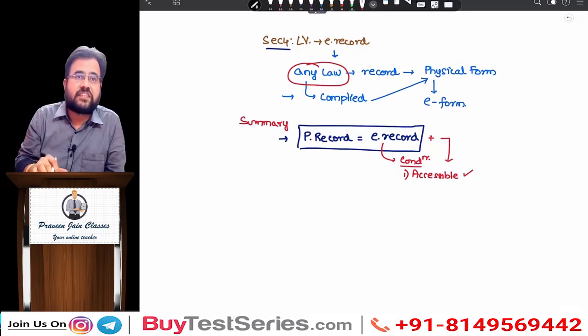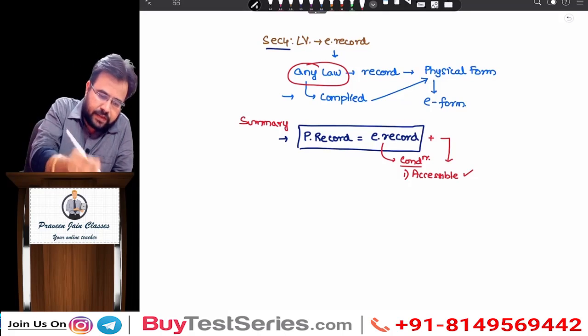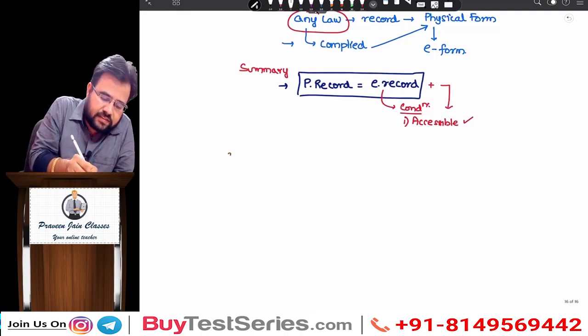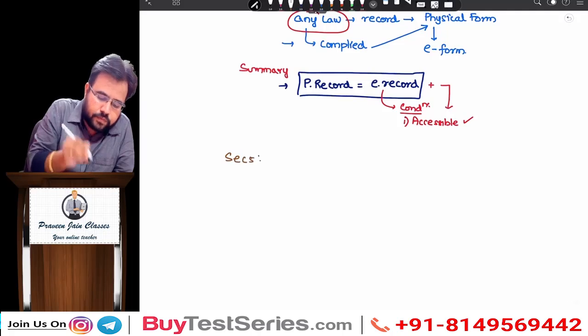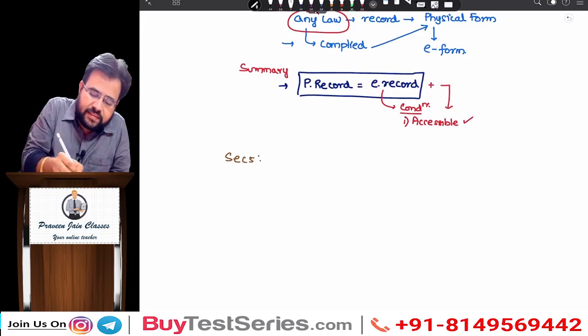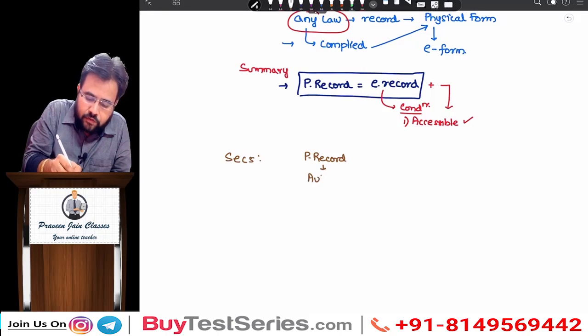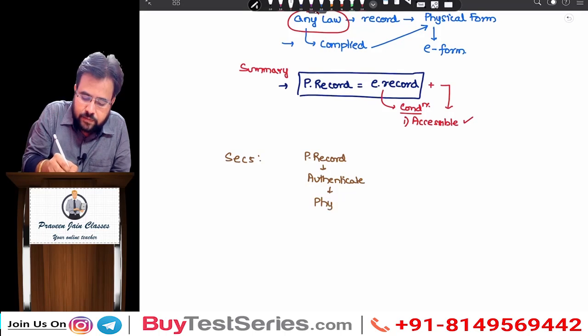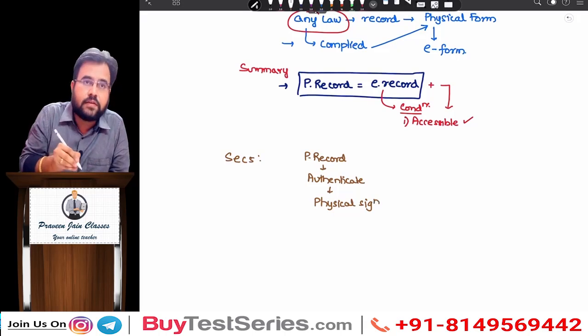So this is your section number 4, sir. Clear? Next, sir, let's see what section 5 is talking about. Now tell me, sir, can I say physical record, if you have to authenticate? What do you mean by authenticate? Sign. We use physical signature. Yeah? Answer is yes.